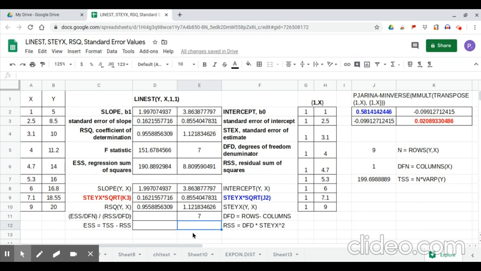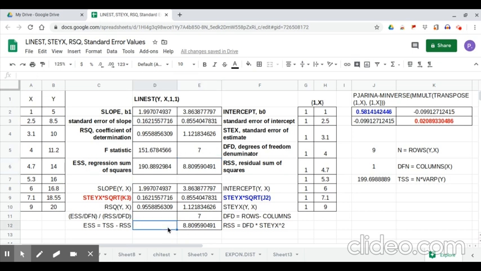Now that we have this value, we can now calculate the residual sum of square, which is equal to DFD, or degree of freedom of the denominator, times STEYX squared. STEYX to the power 2. And it is 8.8095, which matches to our LINEST output.